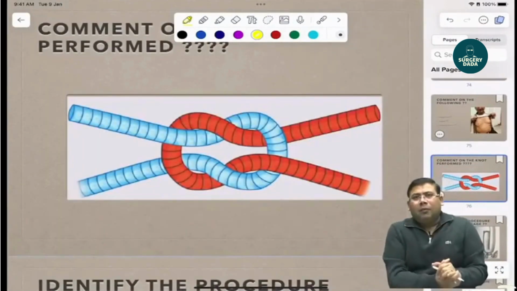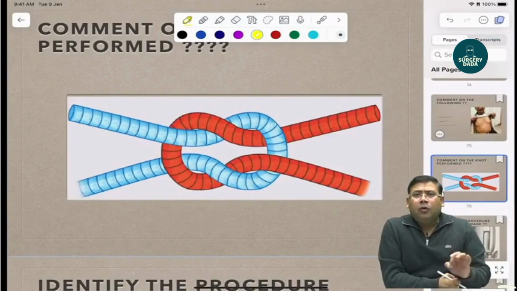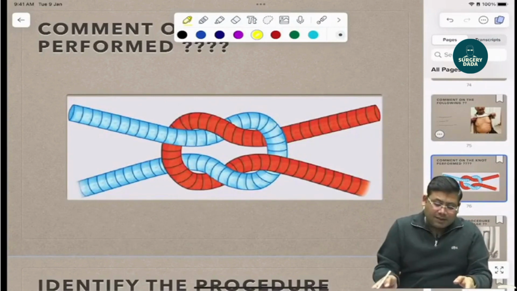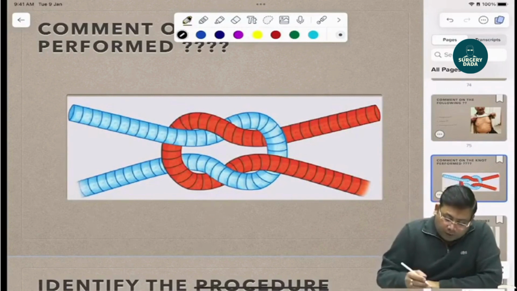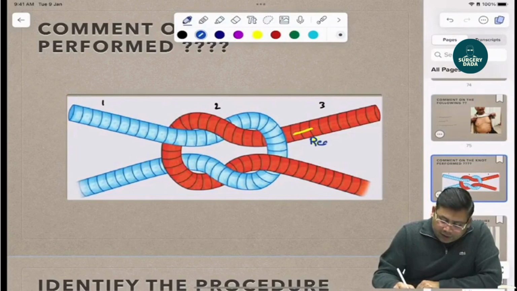Again apply the same rule. Select any one end and look for the symmetry. I will select 1, 2 or 3. Let us select this end. If you see, the red is below. In this case, the red is below the blue. Yes or no? Can you see the red is below the blue?